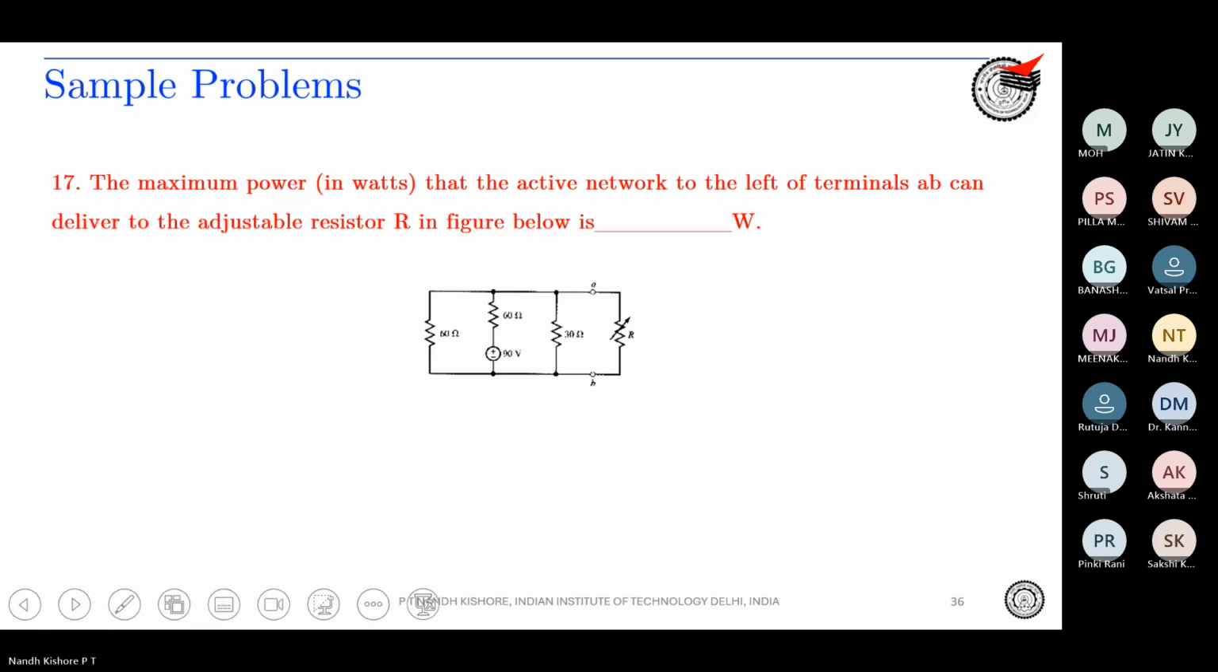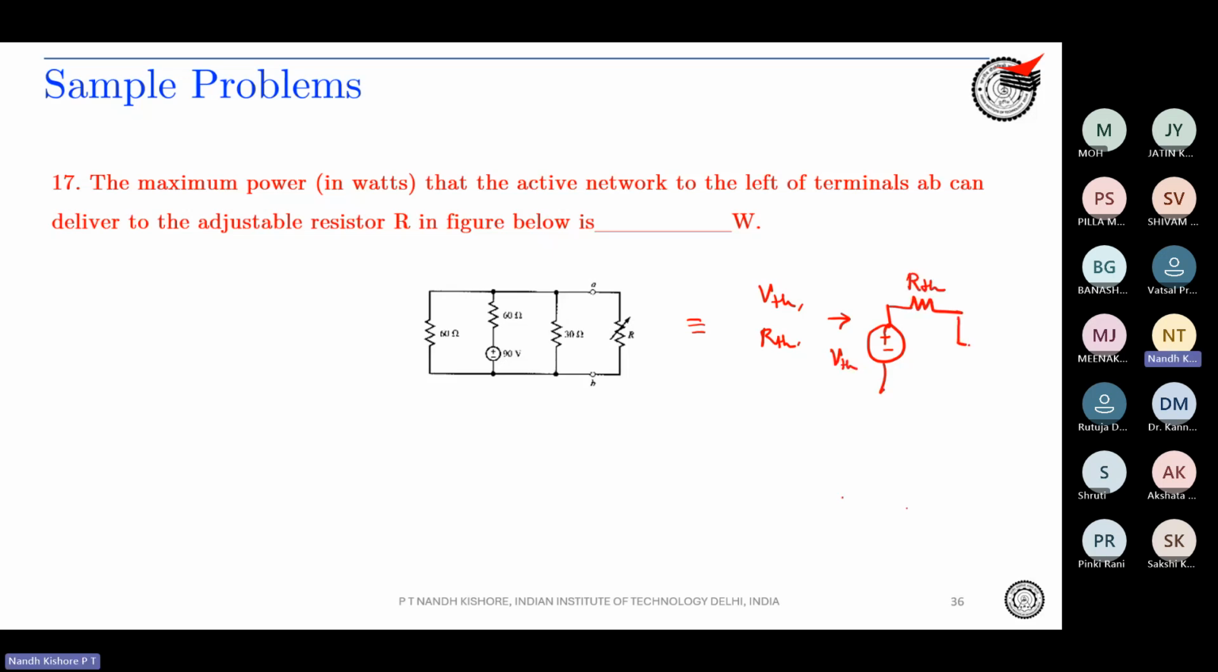Understand that this is based on the theorem of maximum power transfer. Again, what you need to do first is Thevenize it. That is, we have to find out V Thevenin and R Thevenin, and reduce it to a network of V Thevenin, R Thevenin, and then this is your R.